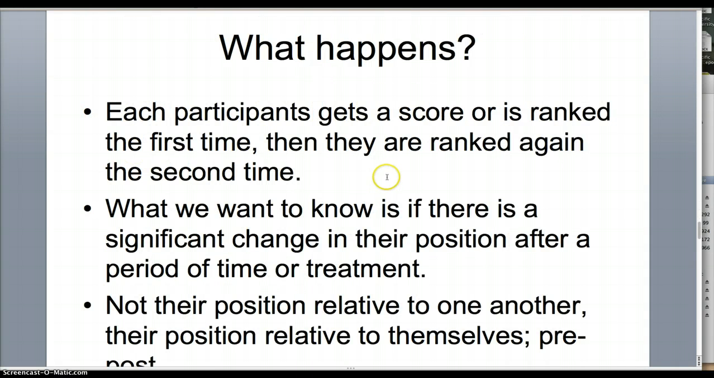So what happens? Well, each participant gets a score, or is ranked, or completes a survey the first time. And then they are ranked again the second time. What we want to know is this: is there a significant change in their position after a period of treatment? Not their position relative to one another, their position relative to themselves. Did you change individually, and did every person change individually?